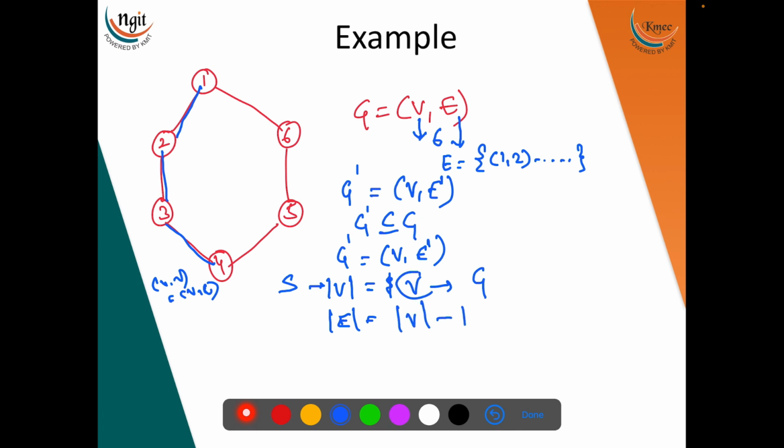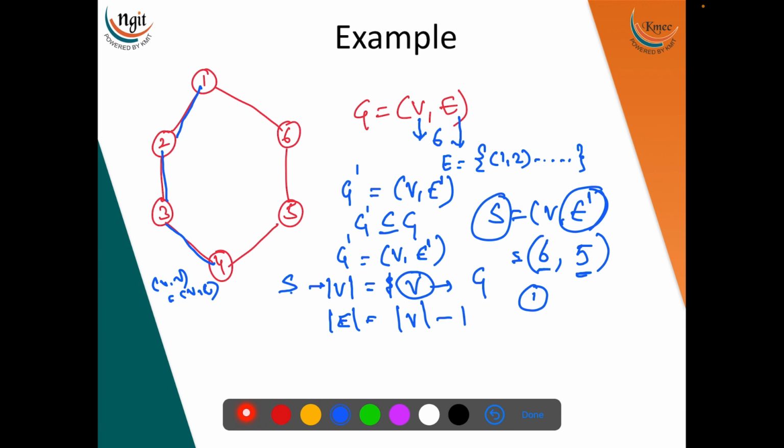Now how many vertices are in the spanning tree S, which is V comma E dash? The number of vertices is 6. E dash value is V minus 1, that means 5. So I should have a spanning tree with 6 vertices and 5 edges. Now let's see whether we get the same thing or not. 1 comma 2, 2 comma 3, 3 comma 4, 4 to 5 and 5 to 6.